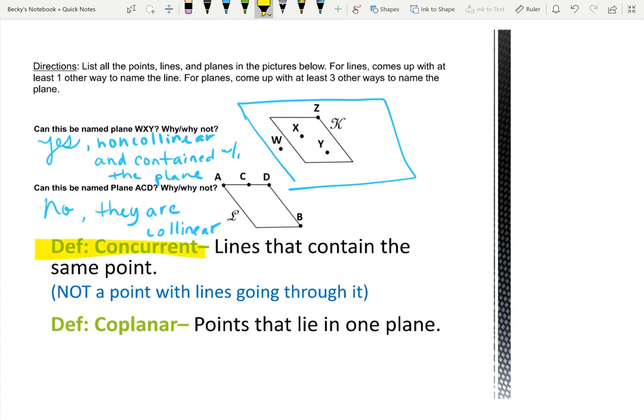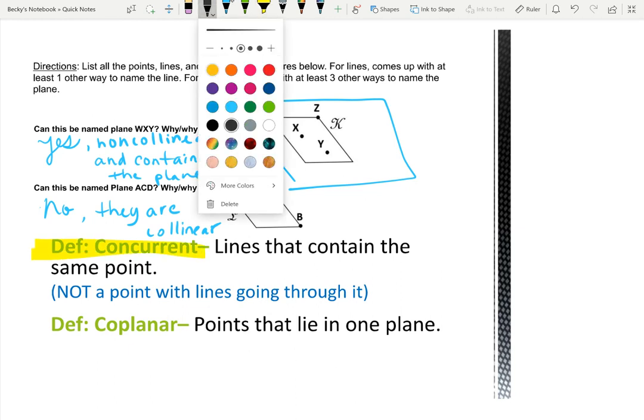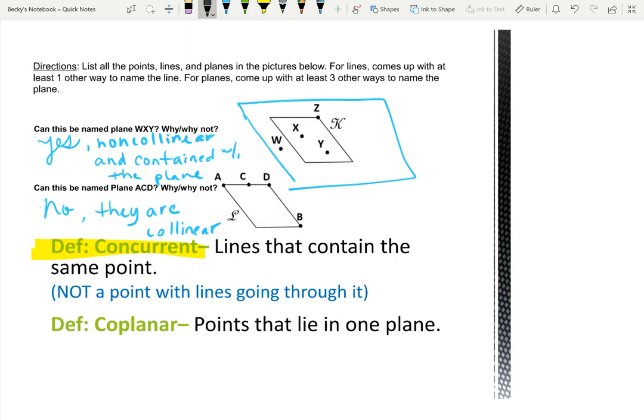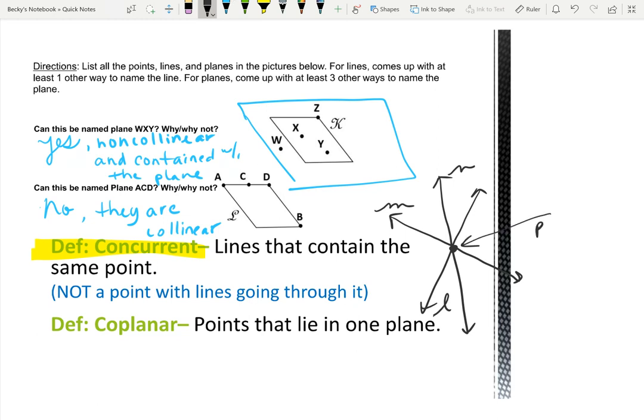Next vocab word, concurrent. This definition is just lines that all contain the same point. So if I have a point, how can I draw two lines that go through that point? Let me make that point a little bigger. I could draw one this way, and this could be line L. And I could go one this way, which is M. Notice they're cursive. And one this way, that's line N. So are those lines concurrent? Yes, they all contain the same point. So this point is actually called the point of concurrency.